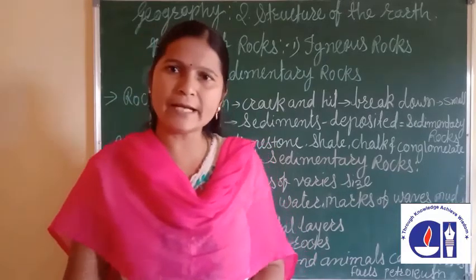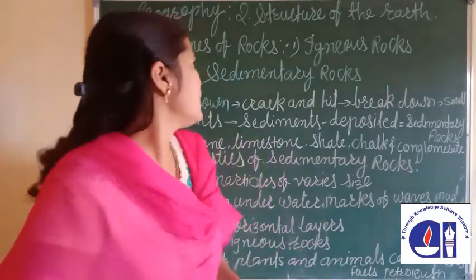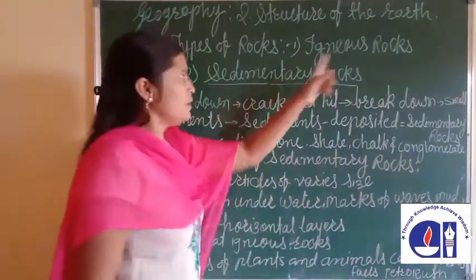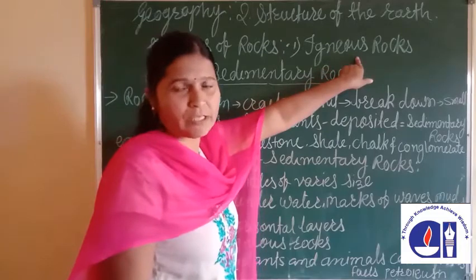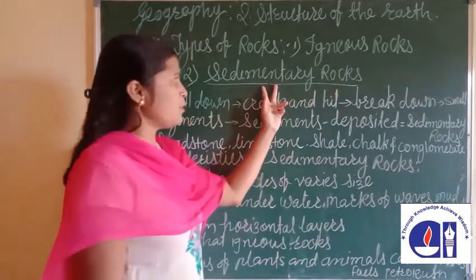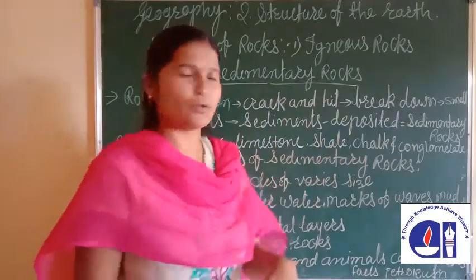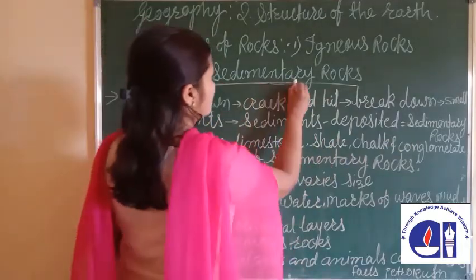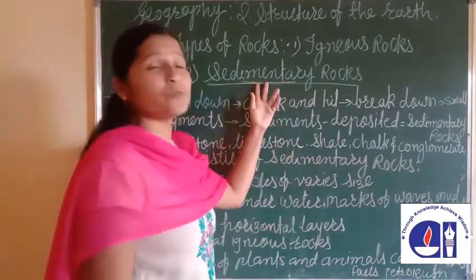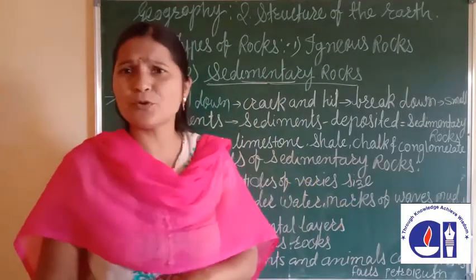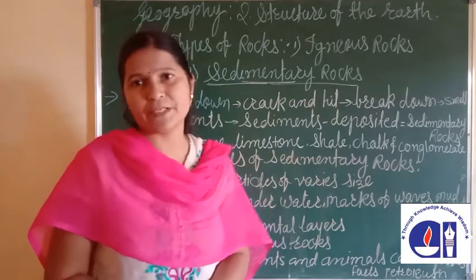Now the second type of rock, which is sedimentary rocks. About igneous rock we have seen in the previous video. Now the second type of rock is sedimentary rocks. Here also, sediments means small particles of rocks. What is the process of formation of sedimentary rocks?